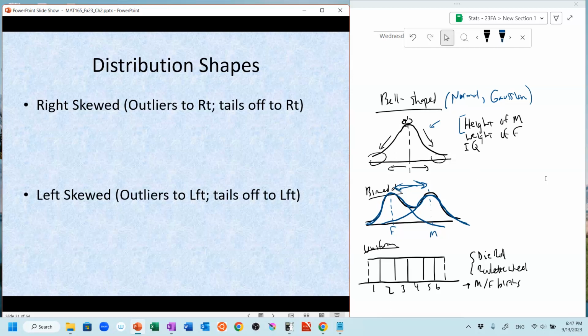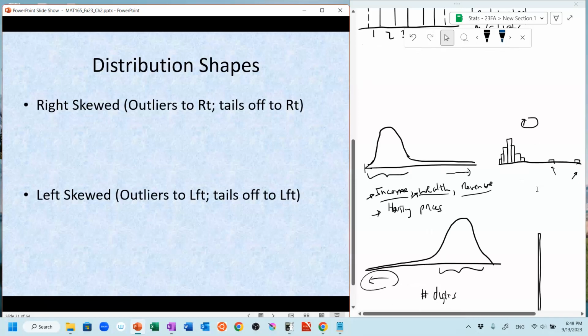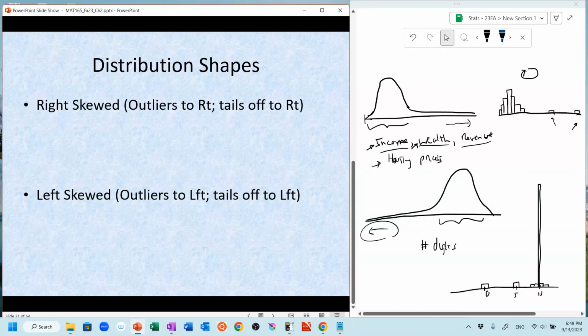So we'll look at some ways to more objectively determine whether we think a histogram or a frequency distribution or population is roughly bell-shaped. And we'll look a little more closely at skewedness when we get to chapter 3.